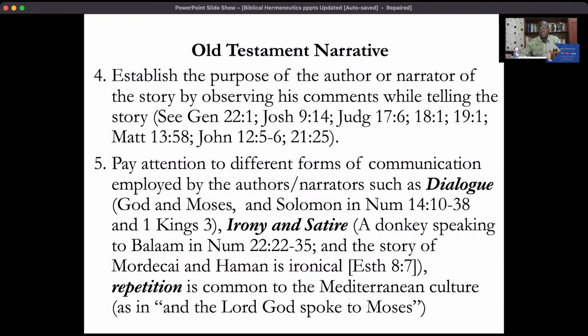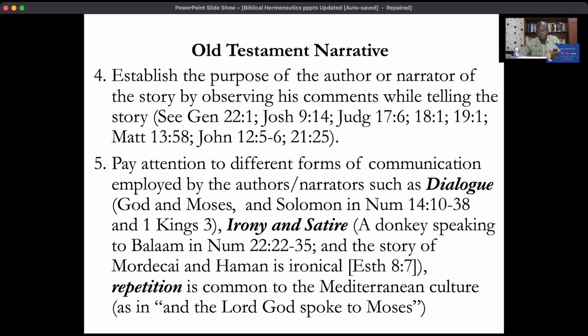Fourth, try to establish the purpose of the author or the narrator of the story by observing his comments while telling the story. You see how the authors will introduce a story. For example, Genesis chapter 3, verse 1 says that the snake was wiser than all the animals that God had created. That should tell you what the author is going to tell you about the snake, what the snake actually did. Because he was wiser than all the animals, he was able to deceive Eve, and if you want, Adam. So try to see the comment of the author to appreciate the purpose of a particular story.